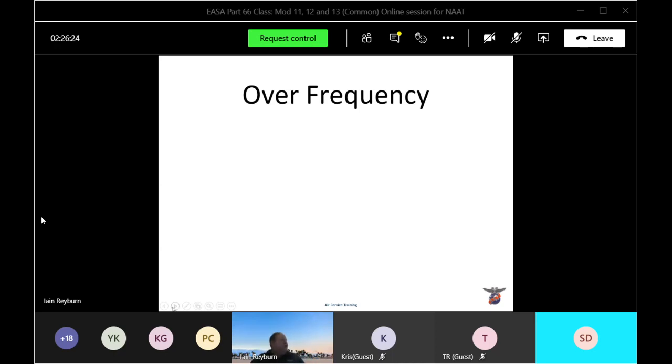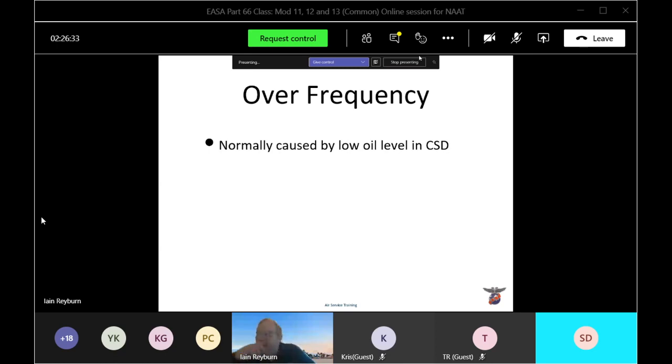Next thing we're going to look at is something called over frequency. Remember, gentlemen, when we talked about the constant speed drive unit or the variable speed constant frequency, one of the things we talked about was the oil level. In a constant speed drive unit, if the oil level is incorrect, it won't work correctly, and therefore the frequency of my generator is going to be incorrect. So if you were asked what could be a cause of over or under frequency in a generator, it's normally caused by incorrect oil level in the constant speed drive unit.